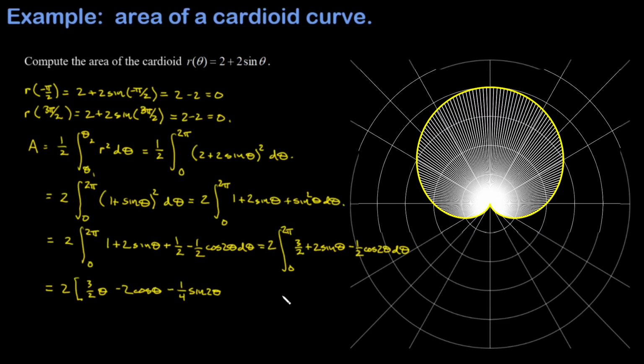You can verify that that's correct by taking the derivative of that term really quick, and I would get the cosine of 2 theta multiplied by 2 when I differentiate because of the chain rule. And I get back to what I started with, so that's good. Then I'm going to evaluate on 0 to 2 pi.